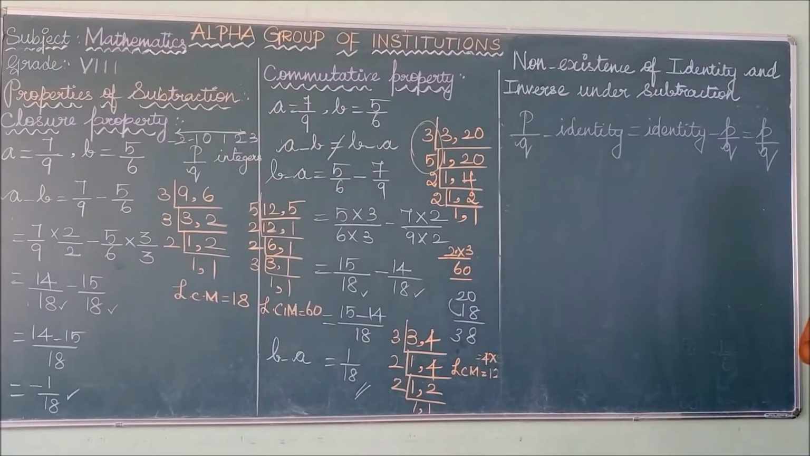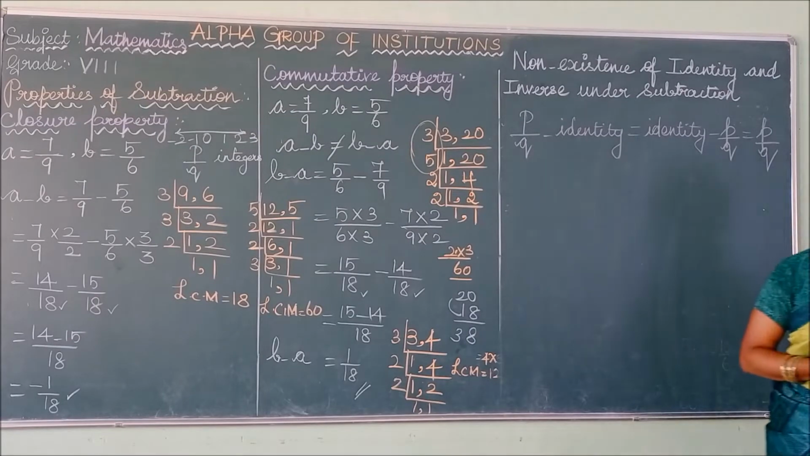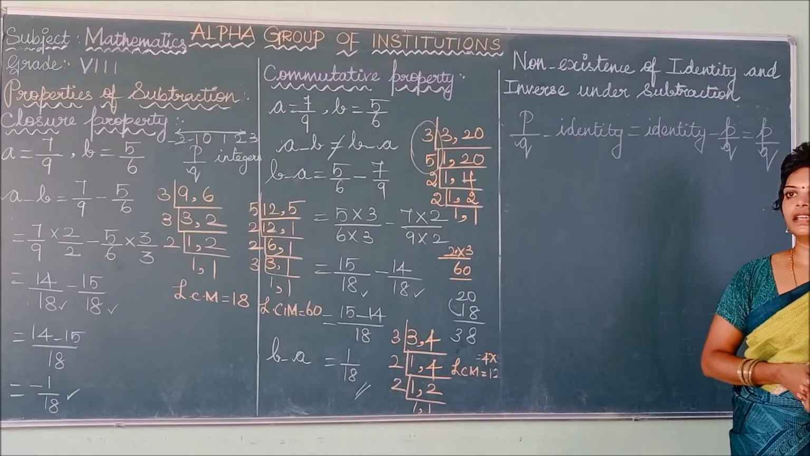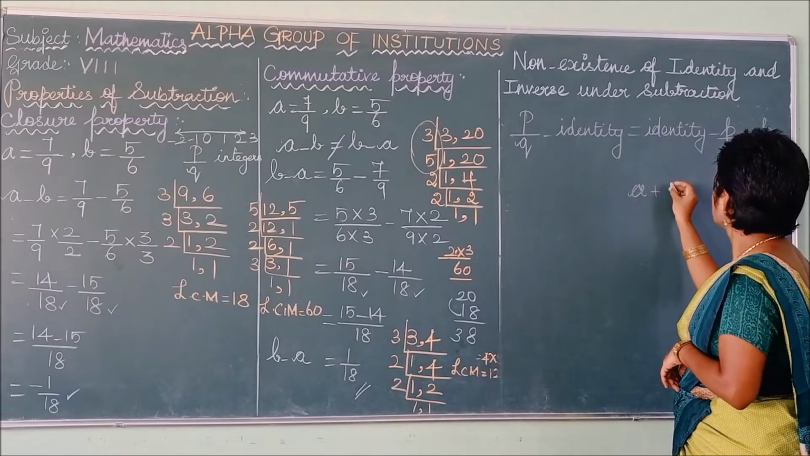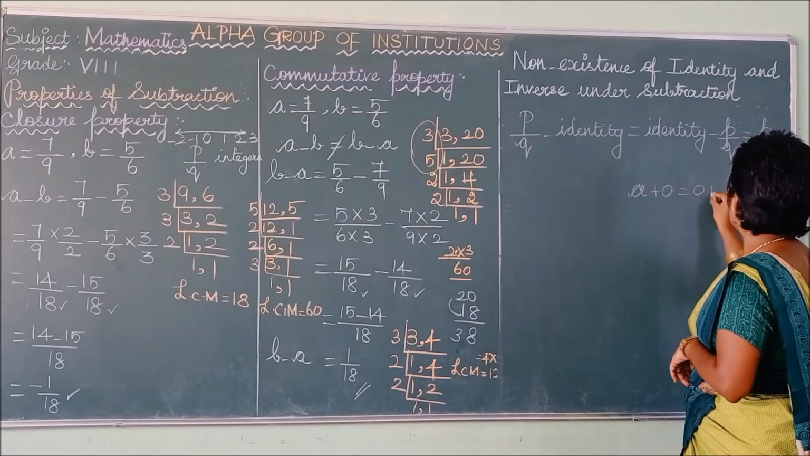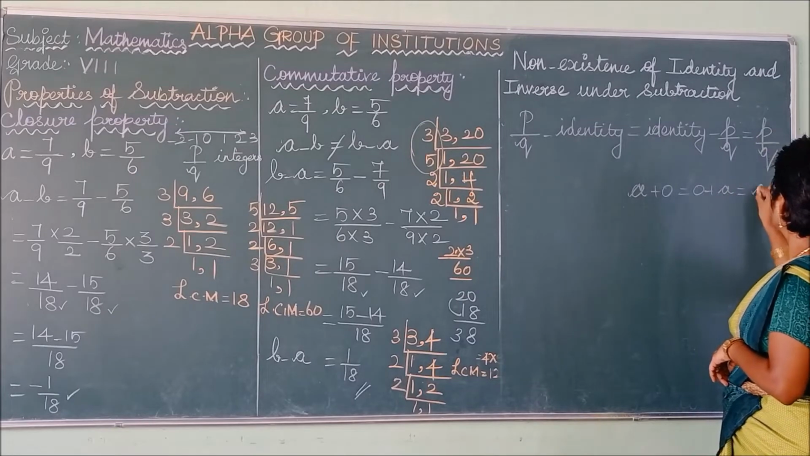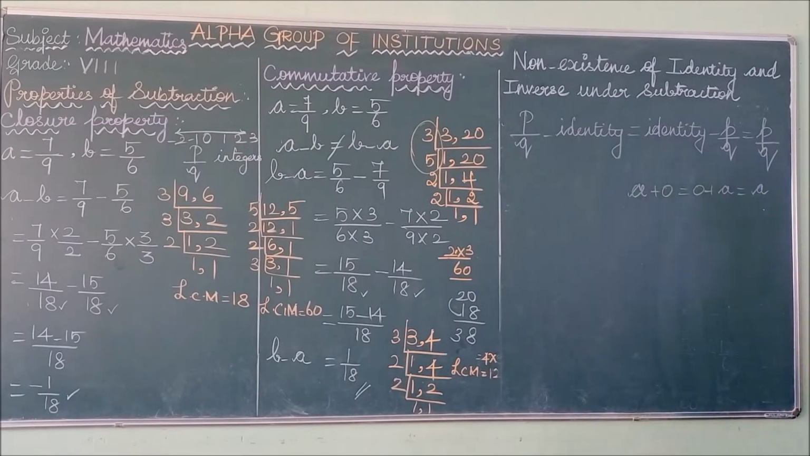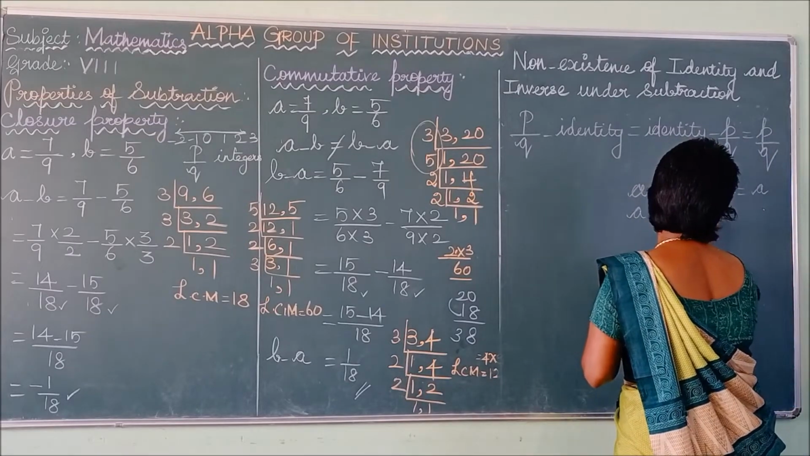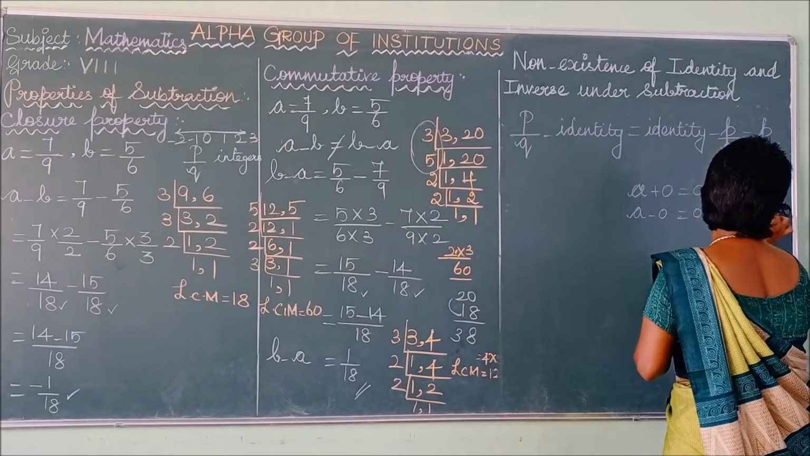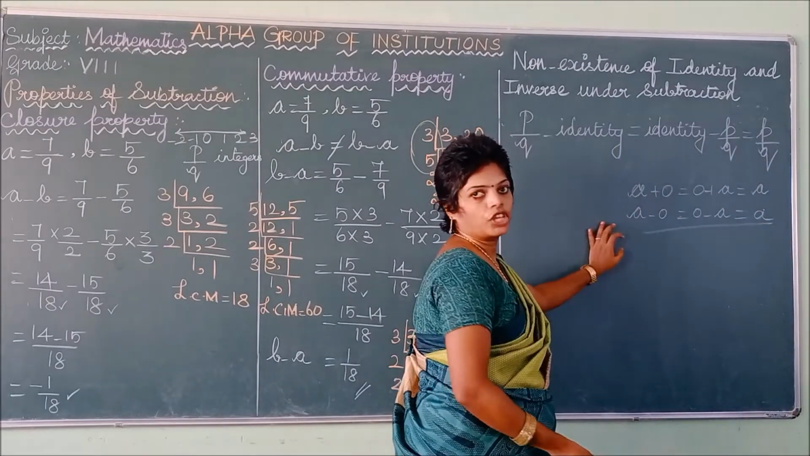Now we are going to see the non-existence of identity and the inverse under subtraction. So listen, for the previous addition we can say that what? A plus 0 and 0 plus a, which is equal to a. If you add any number with that 0, that number comes as a result. So check with this condition for difference. If it is a minus 0 and 0 minus a, which is equal to a or not, you have to check this condition.